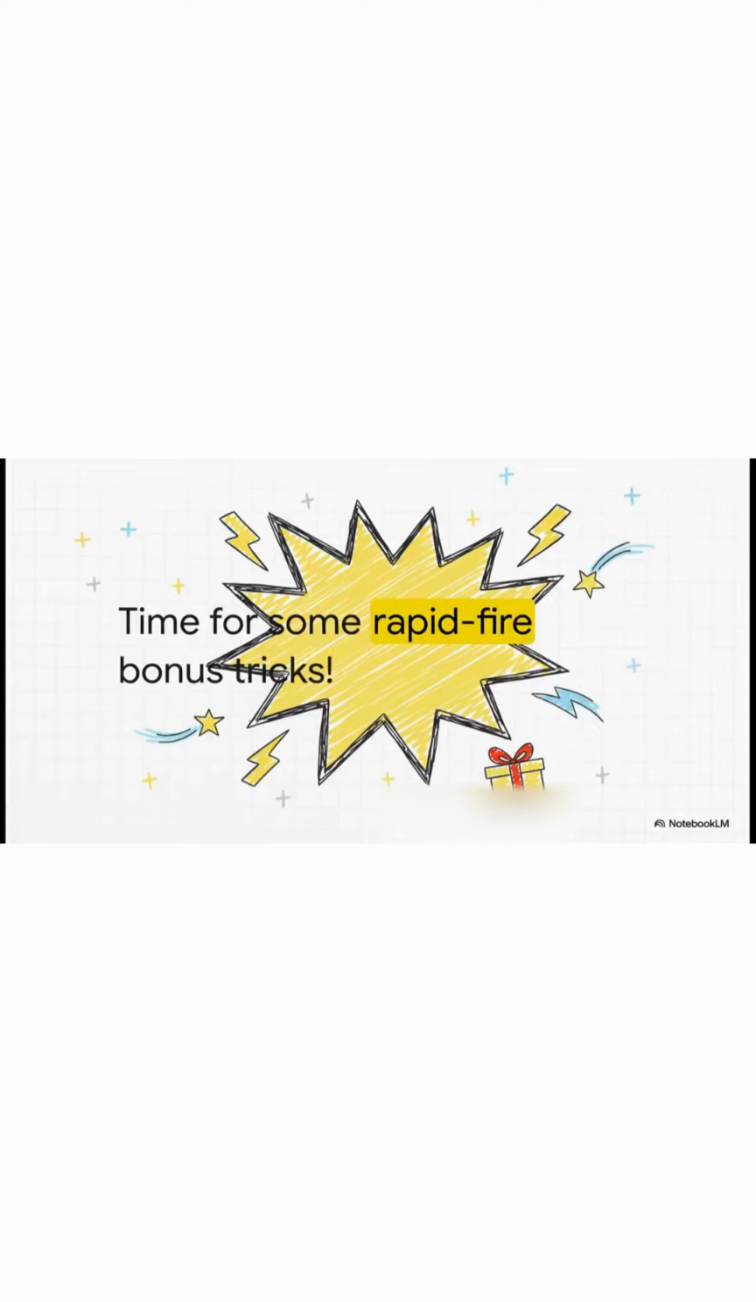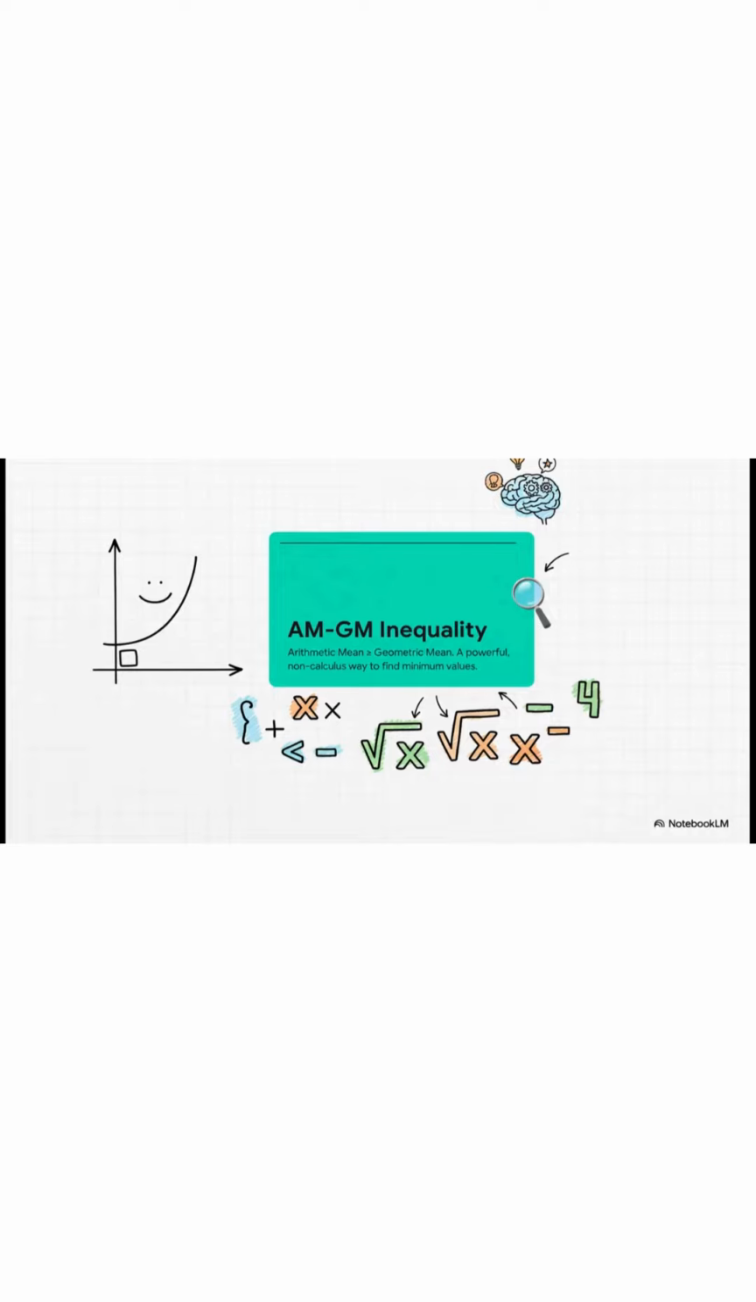Okay, hang on. We're not done. Time for a super fast bonus round. First bonus trick, the AM-GM inequality. It sounds complicated, but the idea is simple. The arithmetic mean, the regular average, is always bigger than or equal to the geometric mean. So what? Well, you can use this to find minimum values for some tricky expressions without using a single derivative.